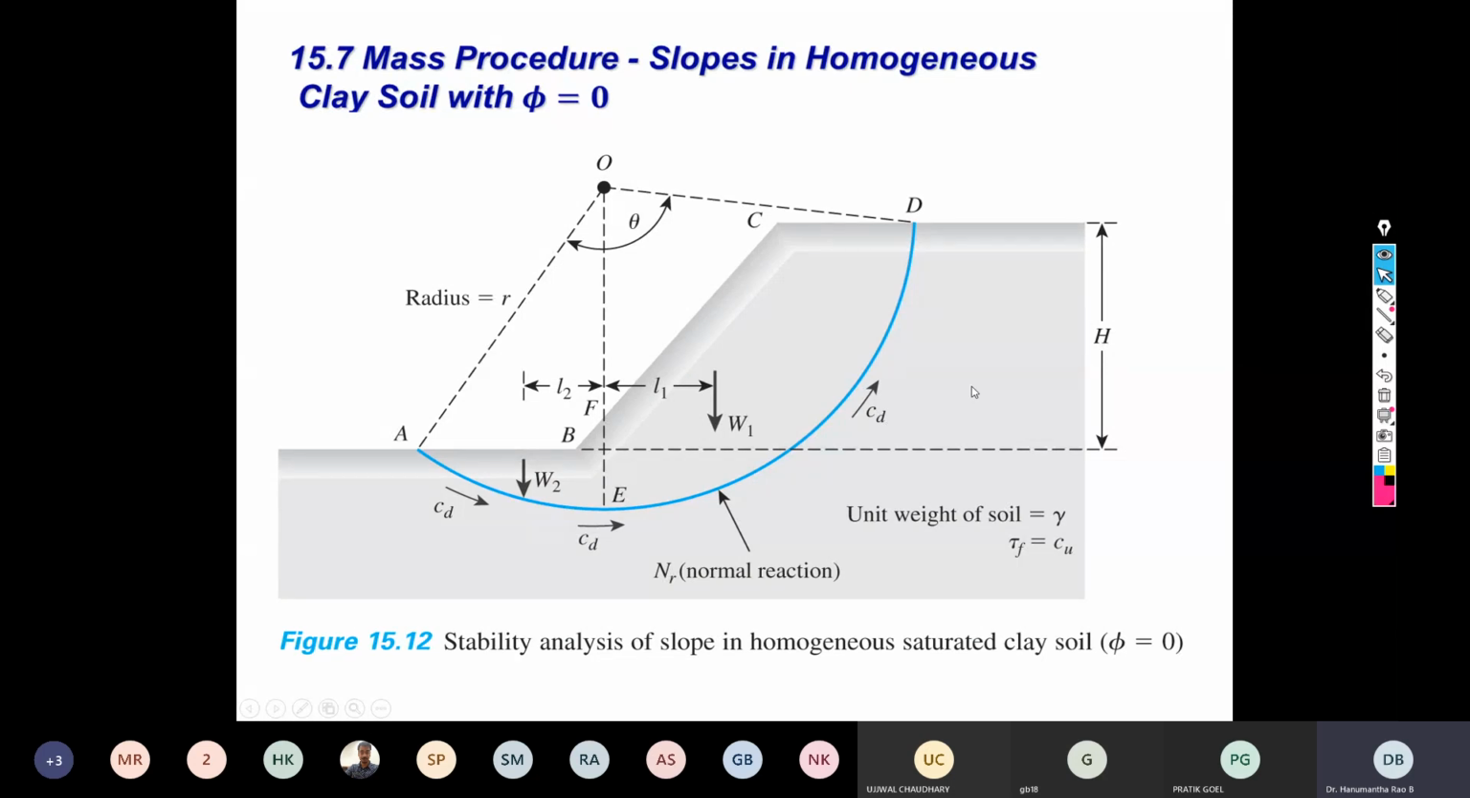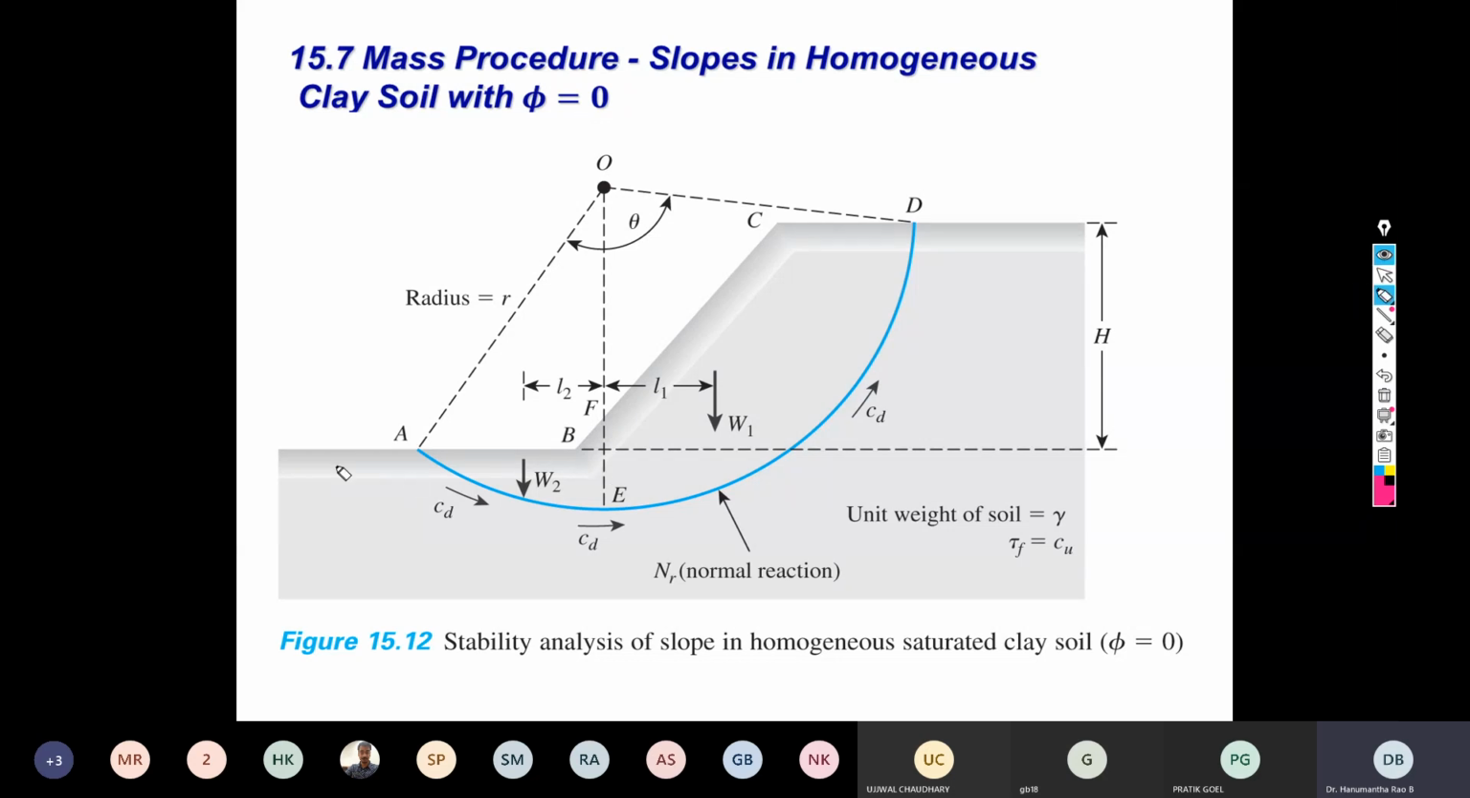Among the finite slopes, the very first method is the phi equals 0 analysis. When I say the angle of internal friction is 0, this inherently designates that the soil you are dealing with is clayey soil. And you can see here, slopes in homogeneous clayey soil, where the angle of internal friction is 0.